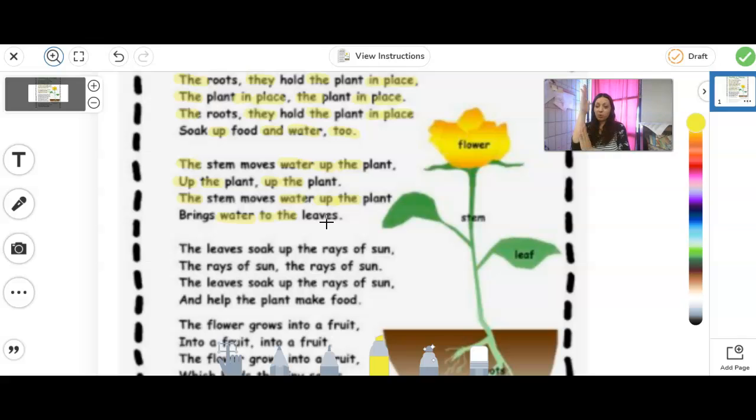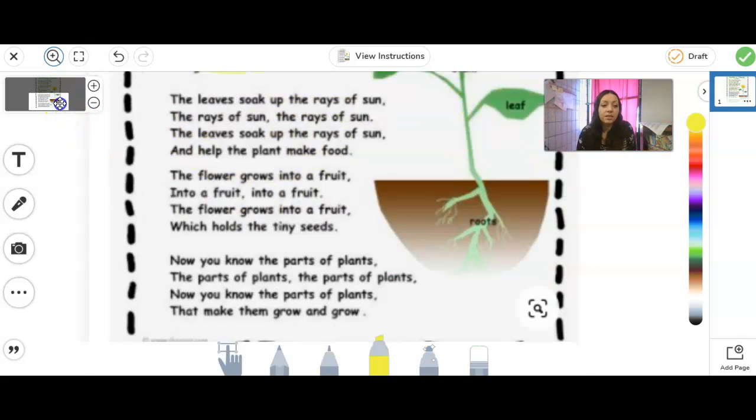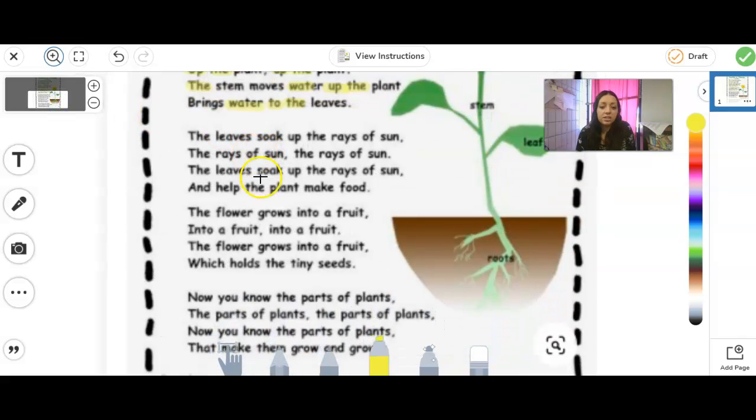The stem moves water up the plant, brings water to the leaves, because it's going to go to the leaves. Good job. All right, and then our next section, our sight words, we have the, up, the, and of. The, of, the, of. The, up, the, and of. And then our last line we have and, help, the, and make.